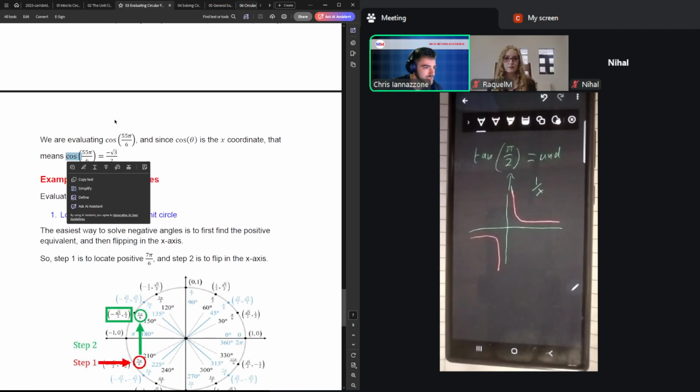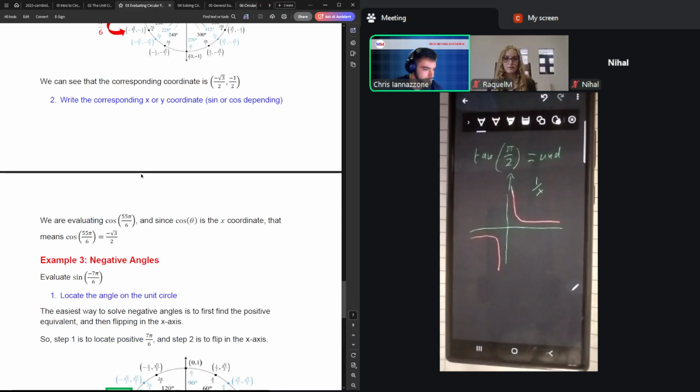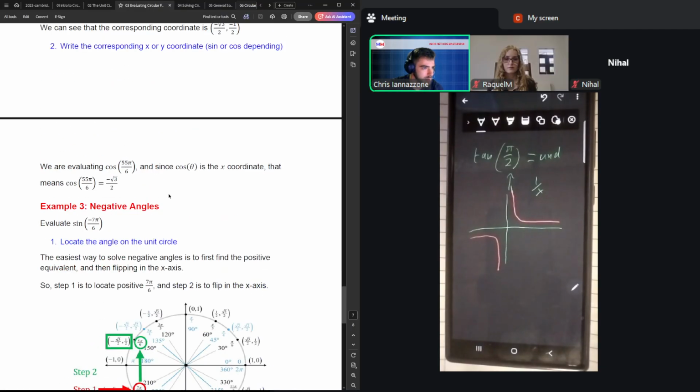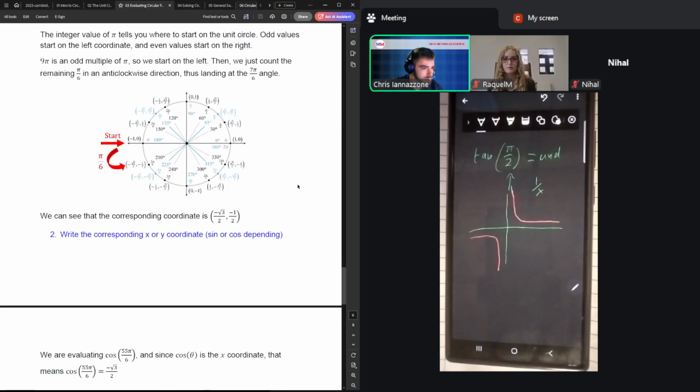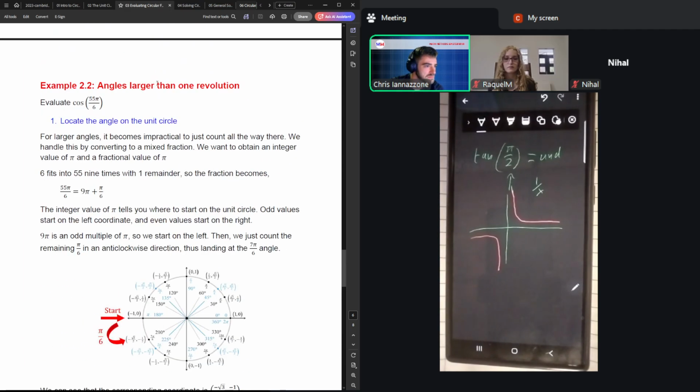And whether it's sine or cos will then depend on whether you give the x or the y at that spot. Fair enough. Should I clarify any of those approaches? Either the counting method or the, I guess you can call this the division method, whatever you want to call it.